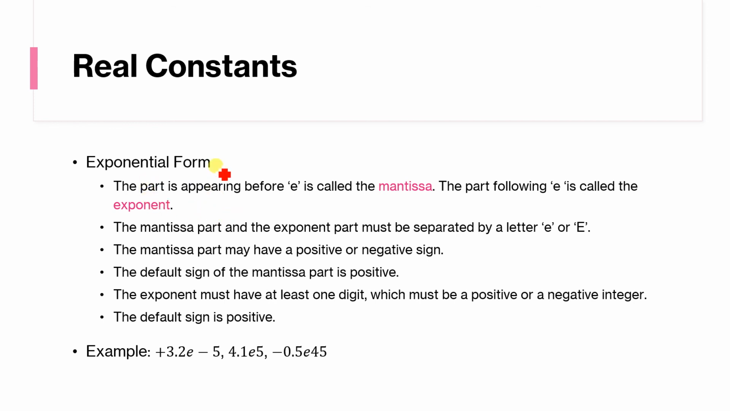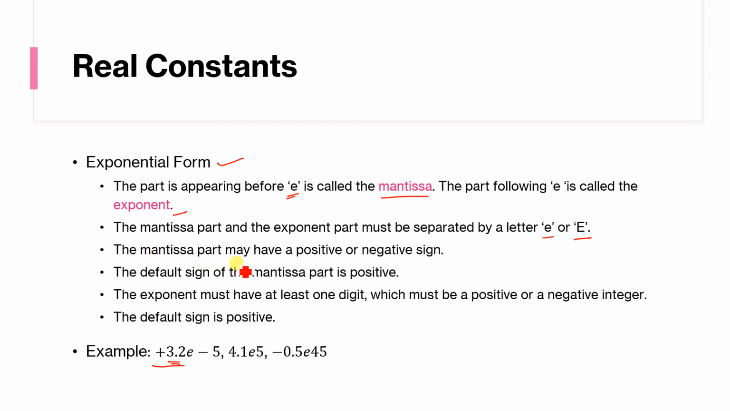Generally, whenever you are talking about exponential form, there are two parts in your number representation. The number that appears before e is called the mantissa, and the number that follows e is called the exponent. Here is an example: plus 3.2 e minus 5. Here 3.2 is treated as the mantissa and minus 5 is treated as the exponent. The mantissa part and the exponent part must be separated by a letter e, either capital E or small e. Whichever e you use is not a problem.